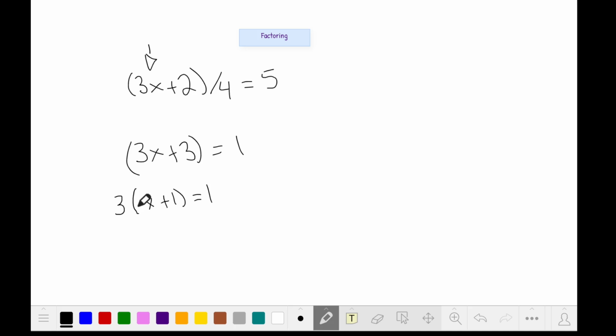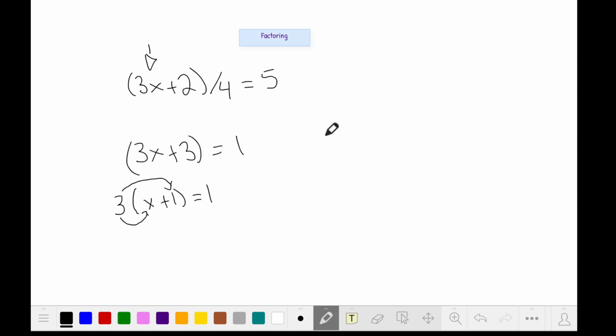So what's going on is whenever you see a number in front of a bracket, it's actually multiplying everything inside of the bracket. So if I multiplied 3 by x, I'd get 3x. If I do 3 times 1, I'll get 3. And we can see that these two expressions are the exact same. Now, why do we want to do this? Well, because it's actually a little bit easier to solve things in this case.